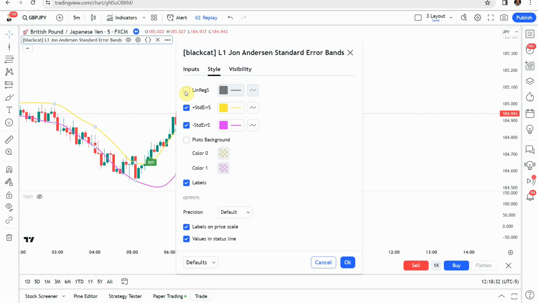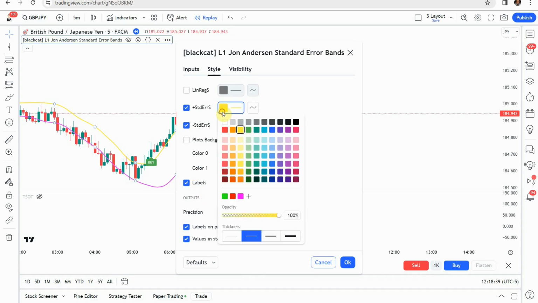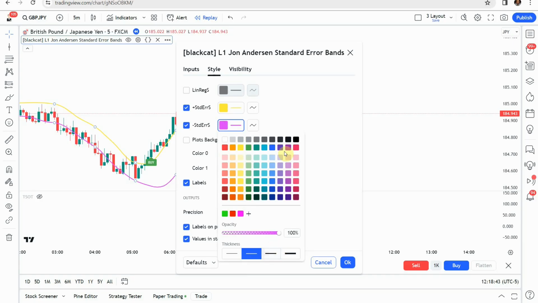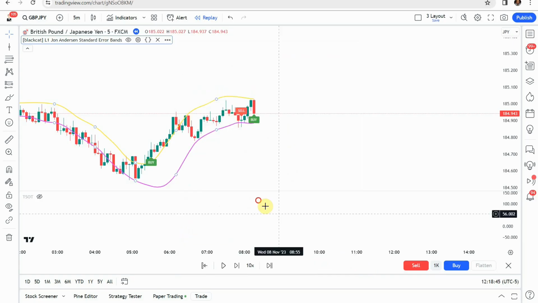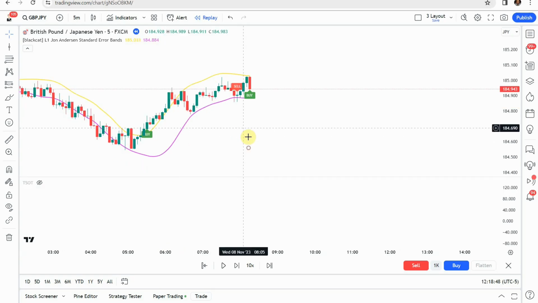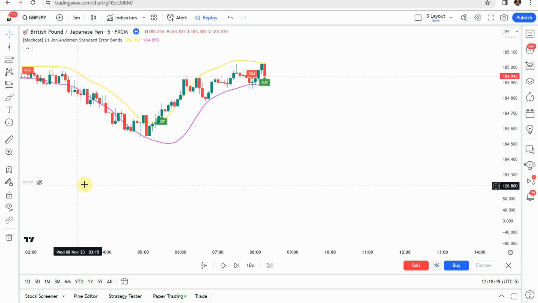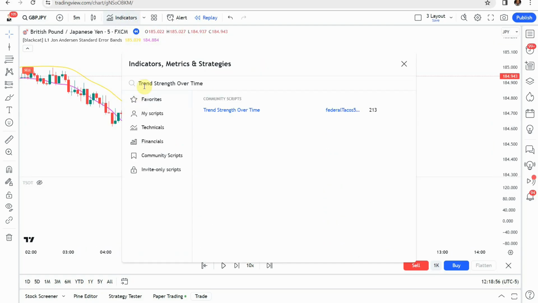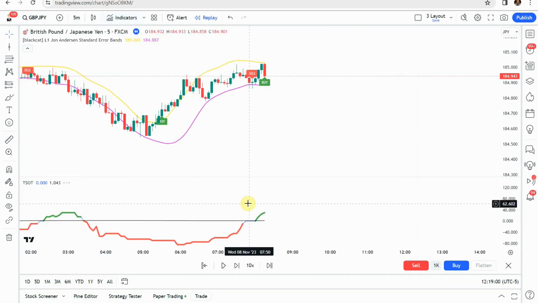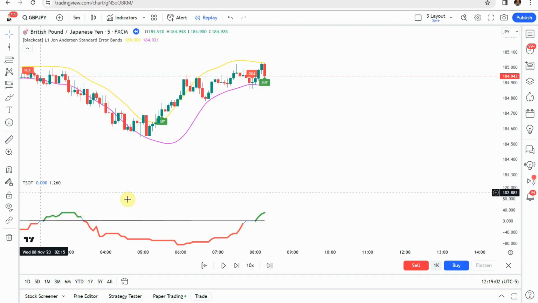You're going to turn off the linear regression, and you're going to turn off the plots background. And then you can go in and you can bump up the weight of these two lines if you want. It's up to you, but that'll look like this right here. And then the next indicator you're going to add to the screen is going to be the trend strength over time. You'll check that one right there, and it will look similar to this right here.